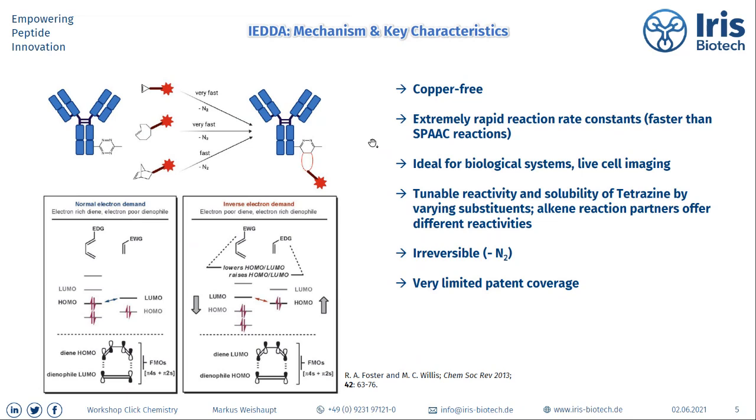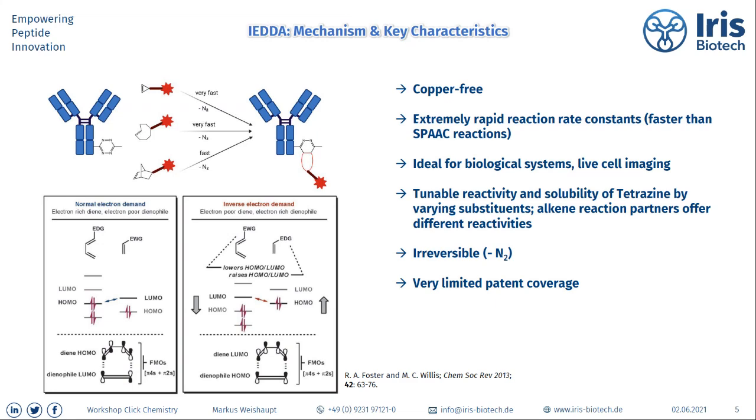The third generation click reaction is copper-free, just like the strain-promoted azide alkyne cycloaddition. However, in contrast to the SPAAC reactions, it is also very, very rapid. So it is ideal for biological systems and applications such as live cell imaging. Another nice aspect is that you can tune reactivity and solubility of the tetrazine by varying the substituents on the tetrazine, and also there are many alkene reaction partners available with different reactivities. And you can also use, for example, cyclic alkynes as reaction partner. This reaction is also irreversible due to a loss of nitrogen that occurs. And one last advantage is the very limited patent coverage.